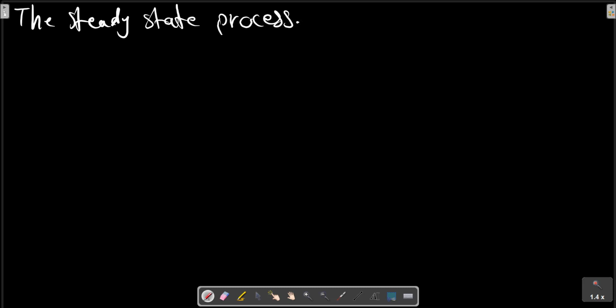The steady state process. Our first application of the control volume equation will be to develop a suitable analytical model for the long-term steady operation of devices such as turbines, compressors, nozzles, boilers, and condensers.